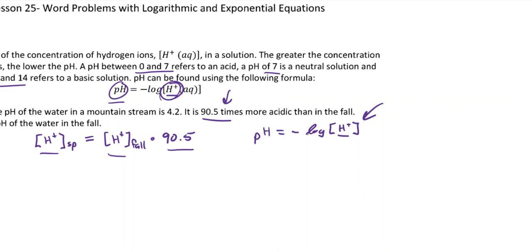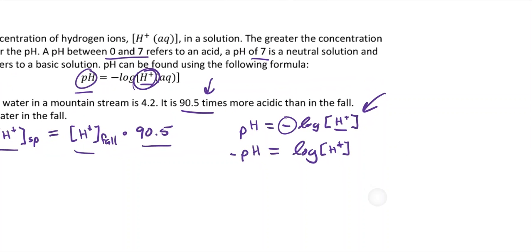So what I'm going to do is get this negative out of there first. I'm going to divide both sides by -1, or just swap the negative over to this side. And that's equal to log H plus. How do I unlog this thing? I need an expression where it's like H is equal to something.